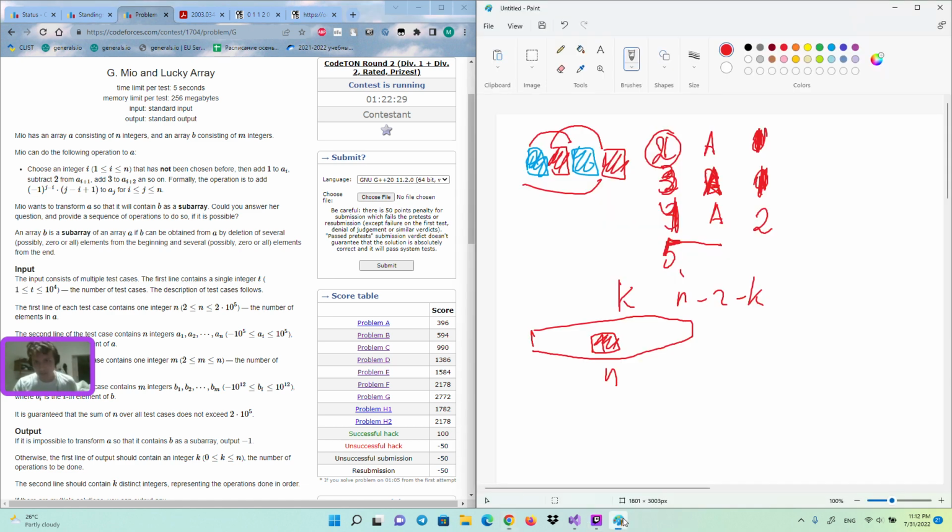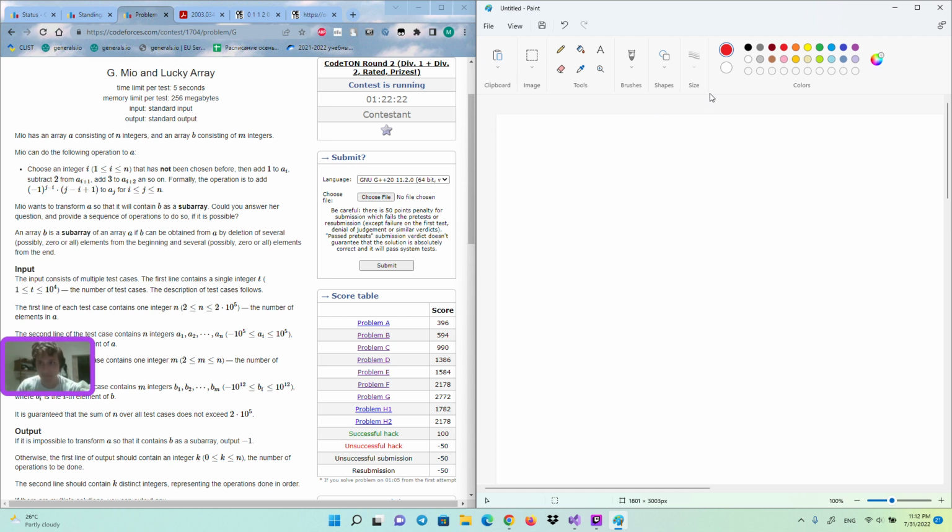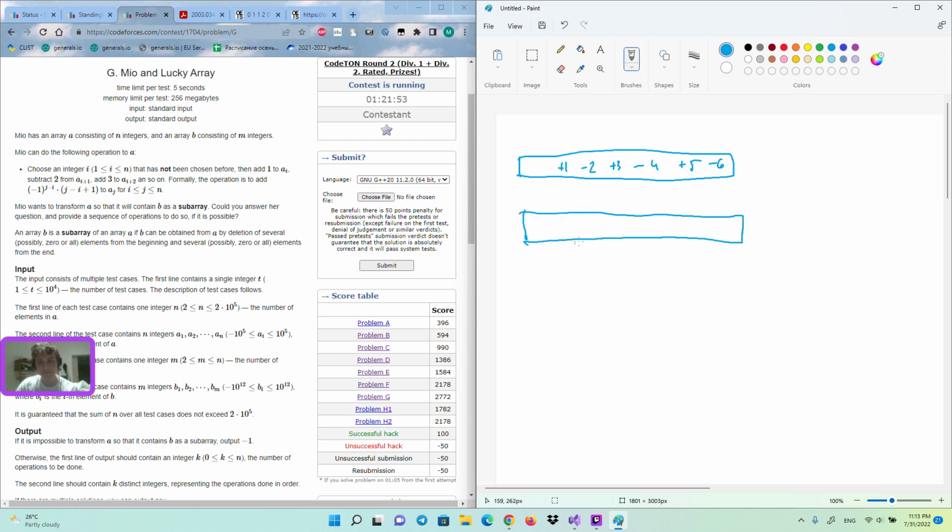So, we have to simplify this problem a bit. We have an array. We can do +1, -2, +3, -4, +5, -6, etc. What is it? We have to consider another array.